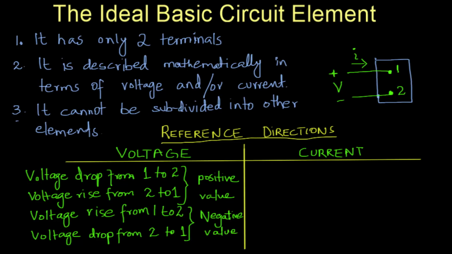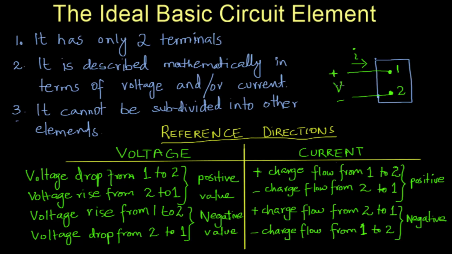Likewise, we can further comment about the current. We are talking about the direction of flow of charges. So the positive charges flow from terminal 1 to terminal 2 with a positive value. You can see that this current is actually the positive charges. So these charges flow from terminal 1 towards terminal 2. So their flow is positive.